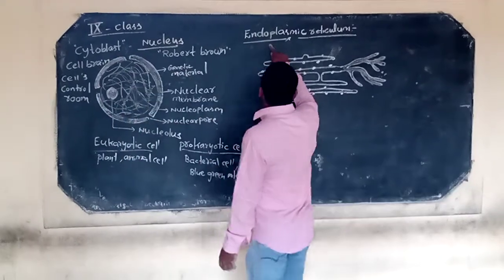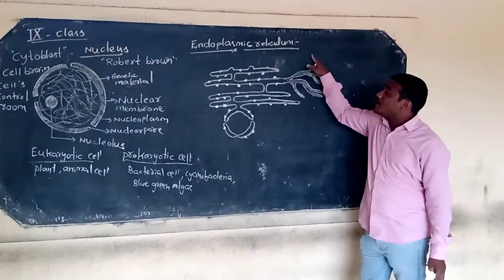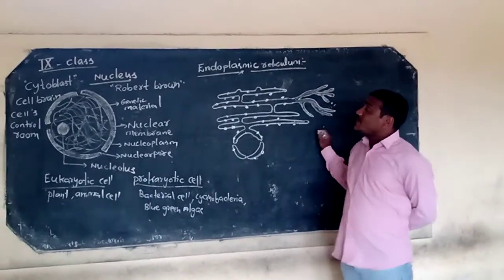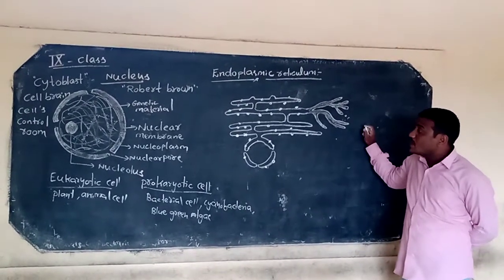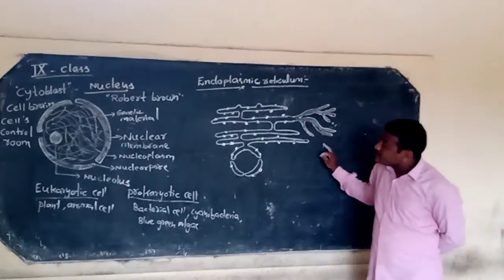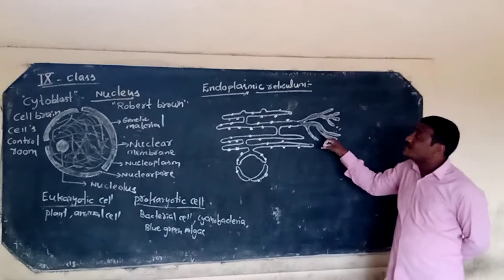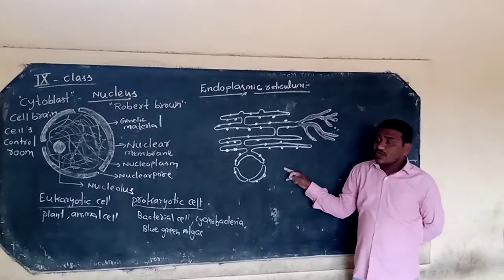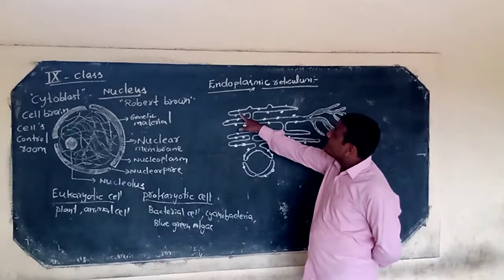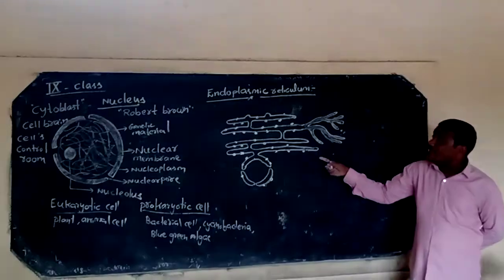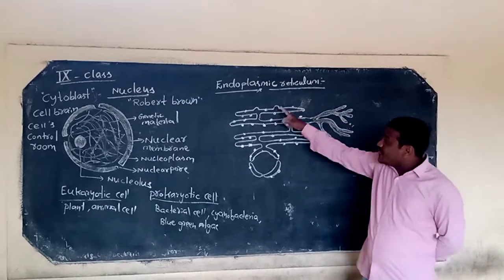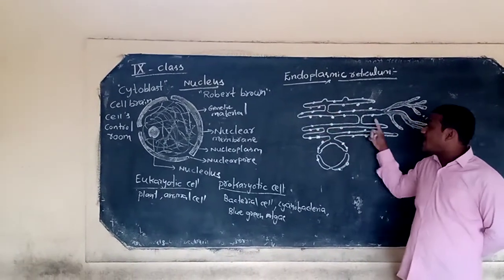Next, the next cell organelle is endoplasmic reticulum. When you carefully observe the cells under the electron microscope, we observe network-like structures. These network-like structures are called endoplasmic reticulum. These are essential for the passage of materials from one part of the cell to another part.